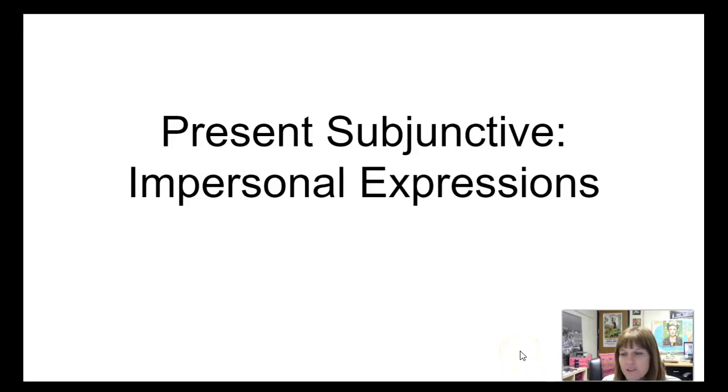Hola, hola, hola. Hoy, otra vez, vamos a hacer más subjuntivo. Today, again, we're doing more subjunctive. So, hopefully, you are getting más cómodo, more comfortable. Today, we're going to be doing impersonal expressions.